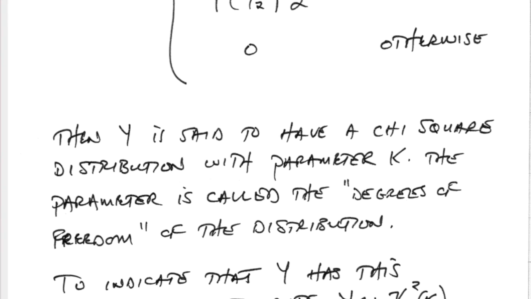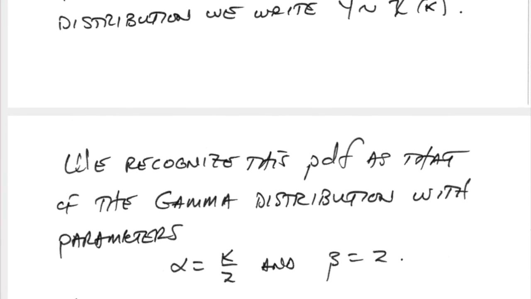I know my writing is kind of hard to read, but this is a Greek letter chi, so chi squared. And then the argument here is the parameter k, the degrees of freedom associated with the distribution.